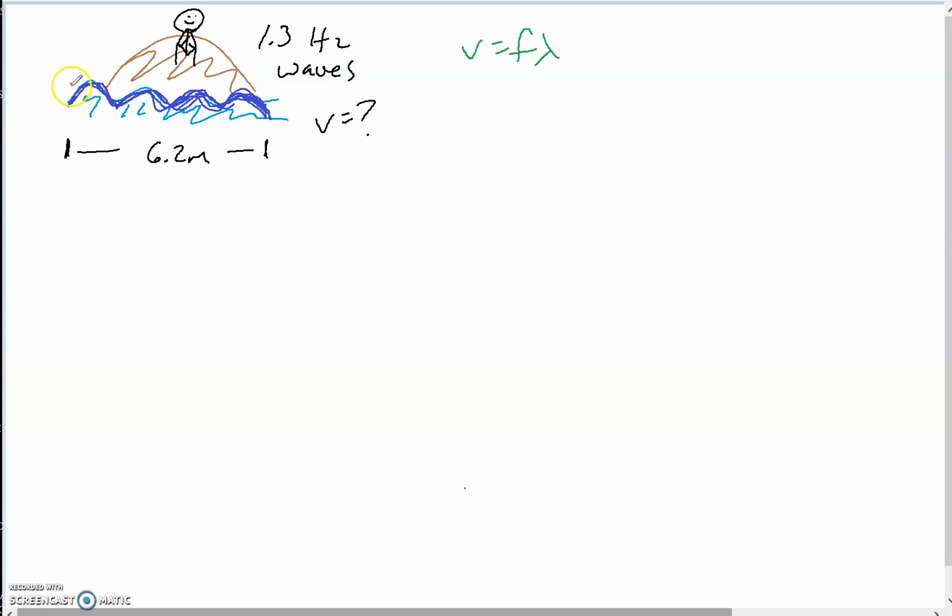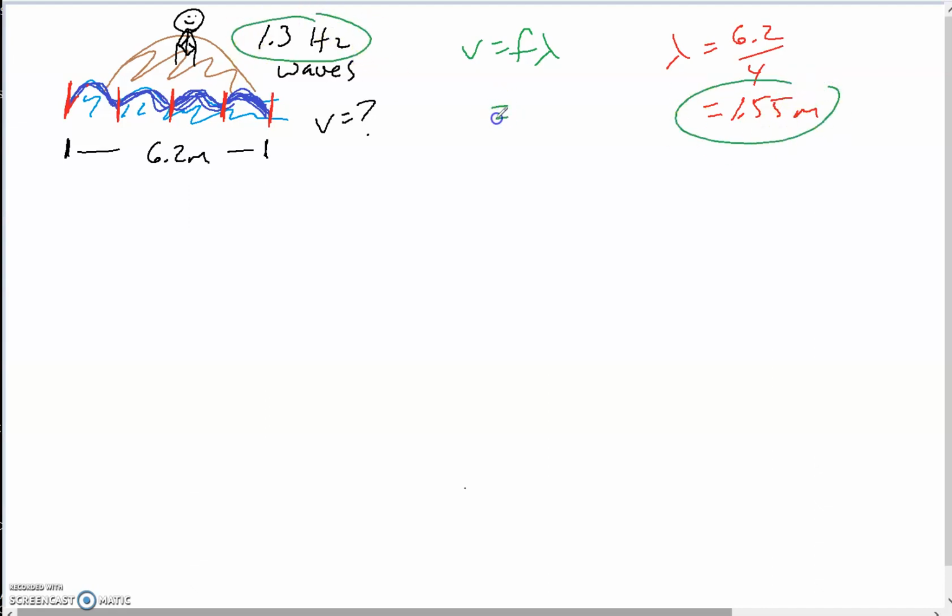If I look at it, I've got one wave starting here. It goes through one complete cycle. There's one wave, there's two waves, there's three waves, and there's four waves. So I've actually got four waves. So to find the wavelength, I actually need to take that 6.2 and divide it by 4 in order to get the length of one single wave. So if I do that, the wavelength would be about 1.55 meters. All right. So now that I have that, I've got my frequency, I've got my wavelength. I will just multiply those two together, and my waves are going around 2 meters per second.